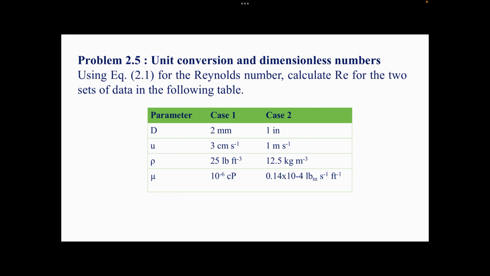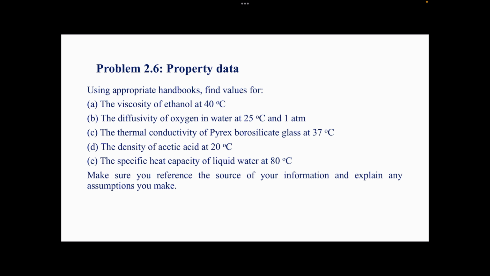Next is problem 2.6, property data. Basically this problem does not need any calculation. It is a very important problem where we need to understand how to retrieve various physicochemical properties of given compounds. We come across a lot of calculations where we require some physicochemical data of the molecules or compounds involved in the process, and there are a lot of handbooks available to obtain this data.